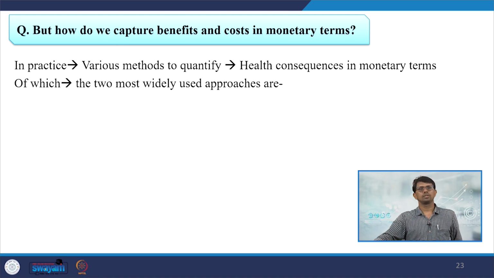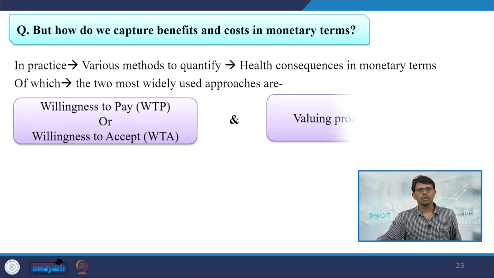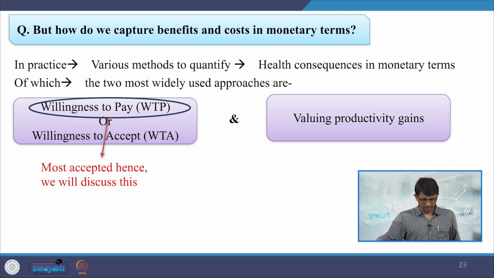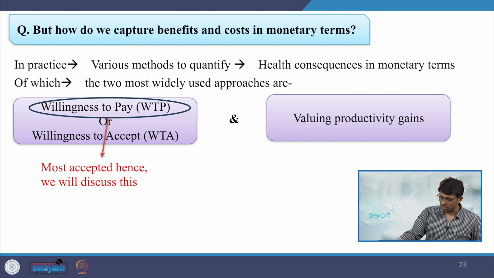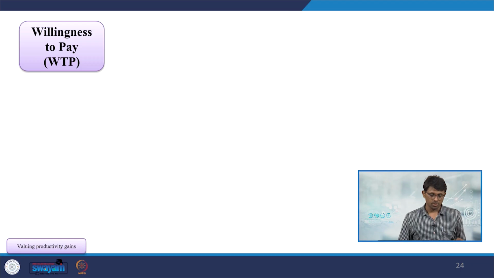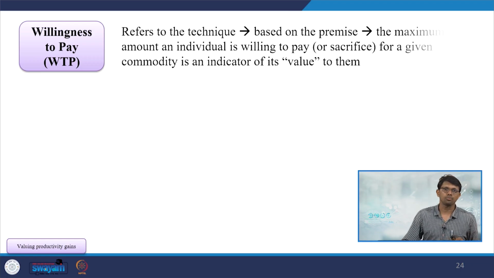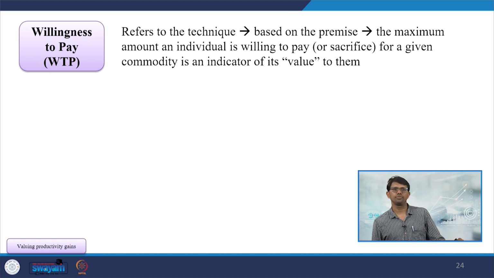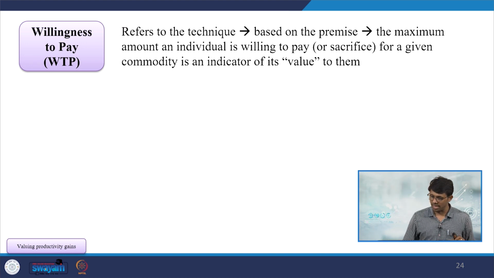Of these, the two most widely used approaches are willingness to pay (WTP) or willingness to accept, that is one, and second one is called valuing productivity gains. We will now start with the WTP, willingness to pay principle. This is based on a certain premise, that the maximum amount an individual is willing to pay for a given commodity is an indicator of the value to them.